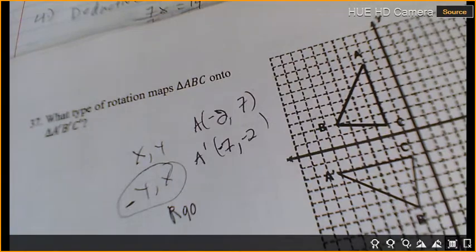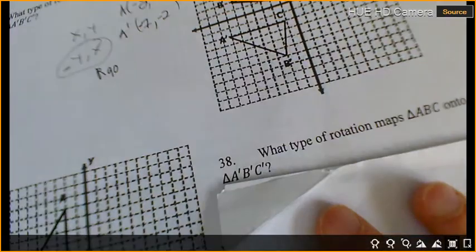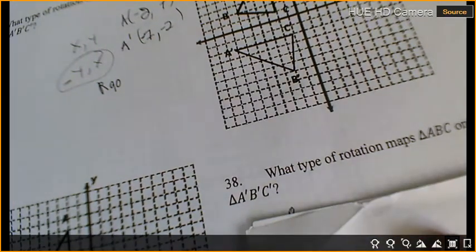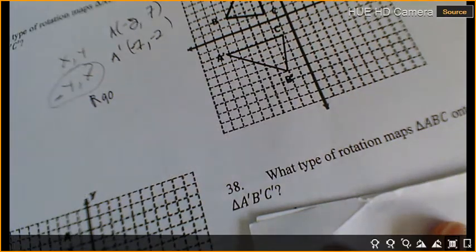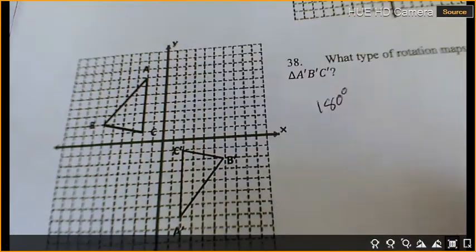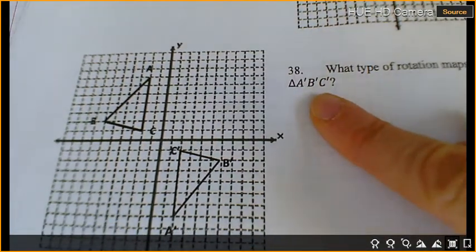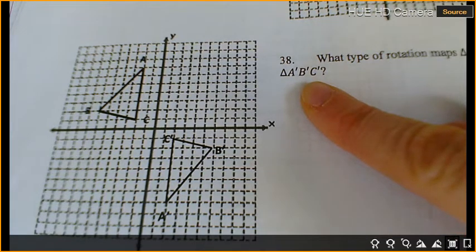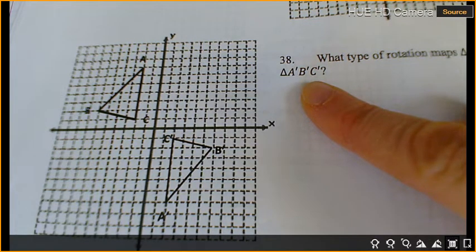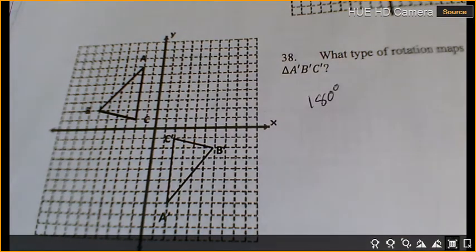All right. What's the rotation for 38? If we're looking at 38, there's the picture for 38. What rotation is it? Is it 90, 180, or 270? 180. I can just see that by looking at it, but again, you can write down the points again and figure out which one it is. But just looking at it I was like 180.